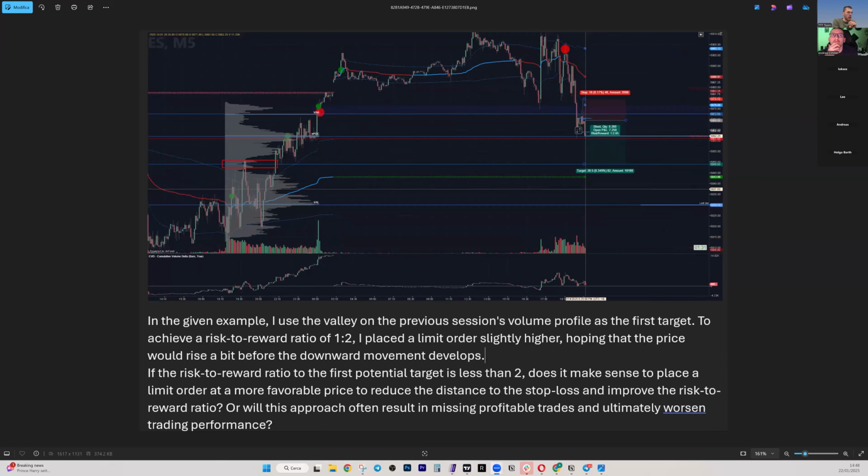To give an example, I use the value of the previous session's volume profile as a first target. So to achieve a risk-reward ratio of 1 to 2, I place the limit order slightly higher, hoping that the price would rise a bit before the down movement develops. If the risk-reward ratio on the first potential target is less than 2, does it make sense to place a limit order at a more favorable price? If you don't reach the risk-reward, that way you just adapt to the market.